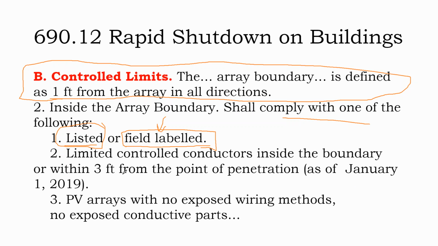This 1 foot border, it used to be 10 feet, and then it was 6 feet, and now it's 1 foot. So it's changed with each code edition. What the field label needs to indicate is what version of rapid shutdown you're on. Is it a 1 foot boundary or a 6 foot boundary, so the fire department knows how your system is rapid shutdown compliant.